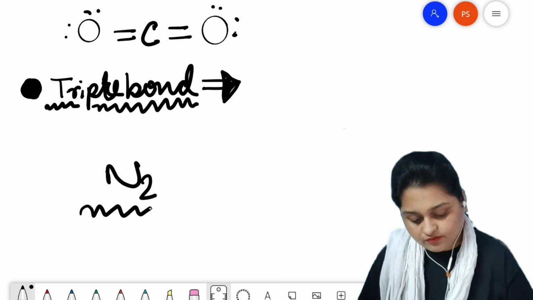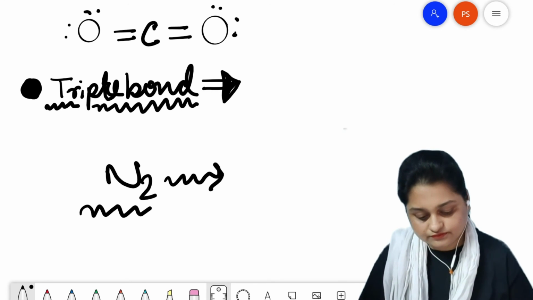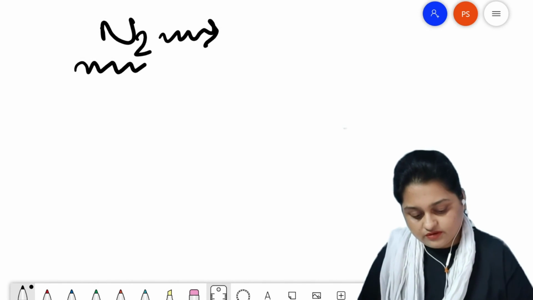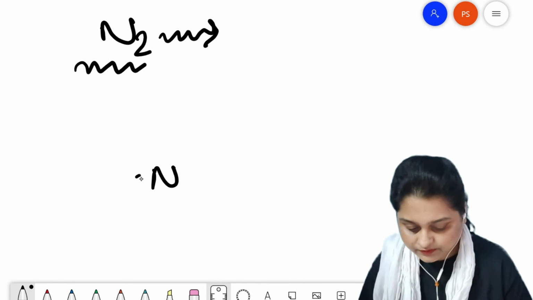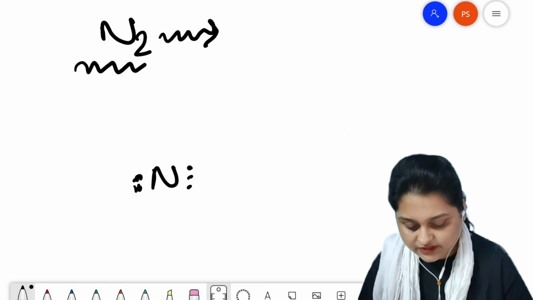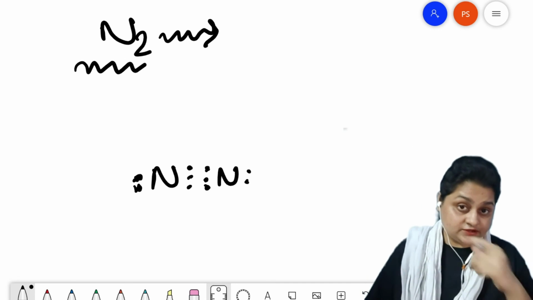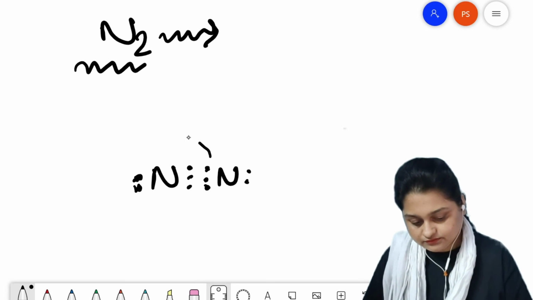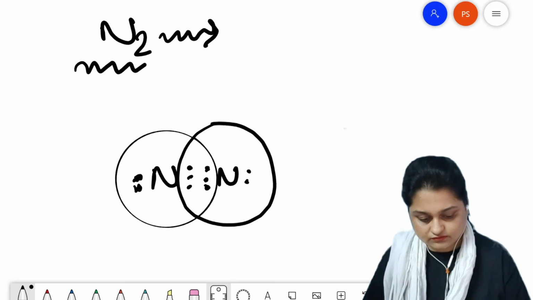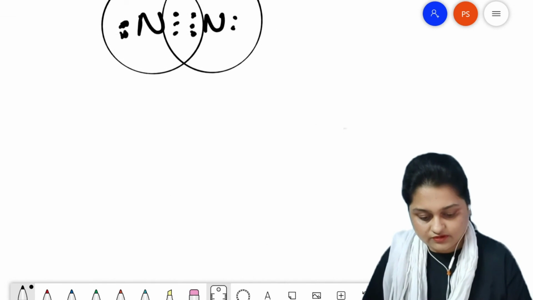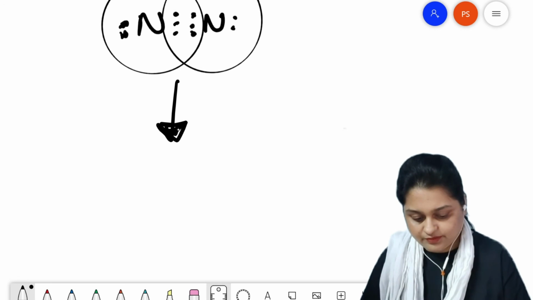Nitrogen is a diatomic molecule. Nitrogen has 5 valence electrons. Each nitrogen atom in the diatomic nitrogen molecule shares 3 electrons with the other nitrogen and thus completes its octet, forming a triple bond.